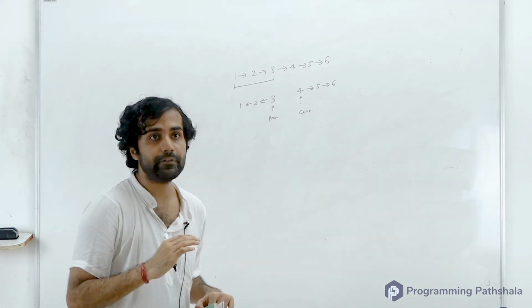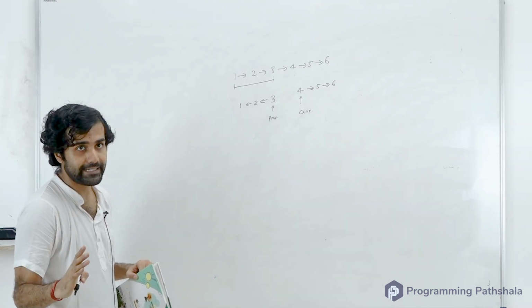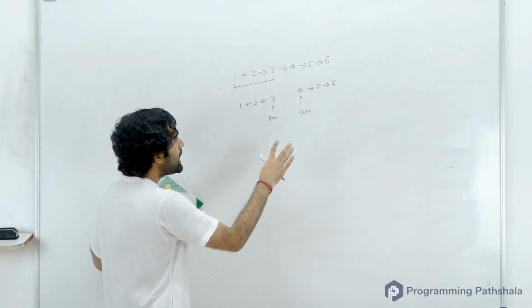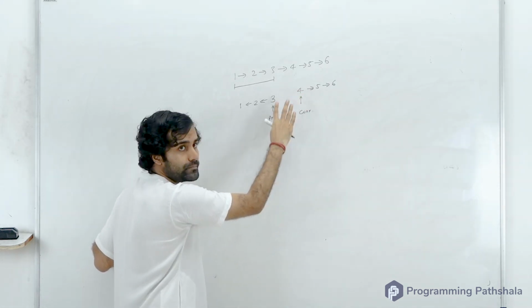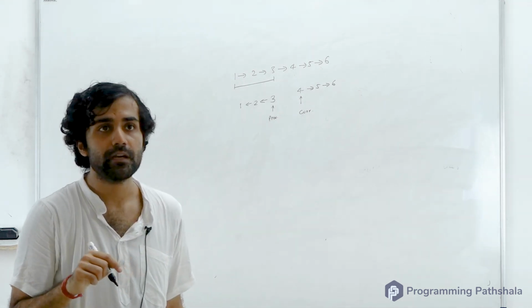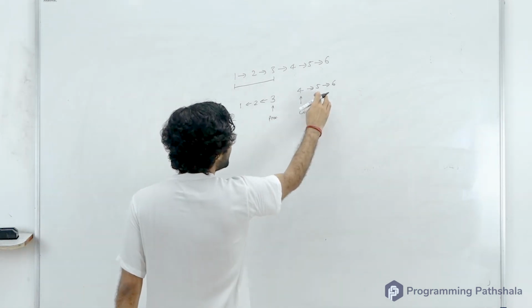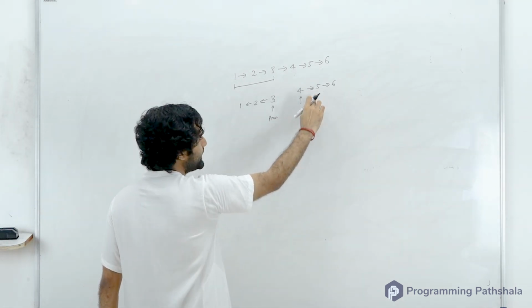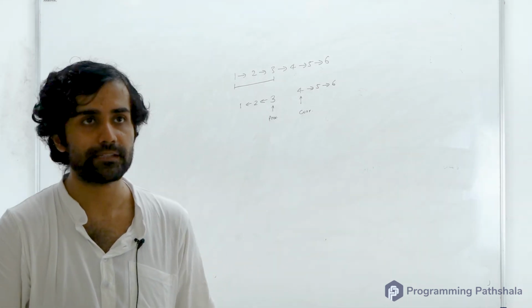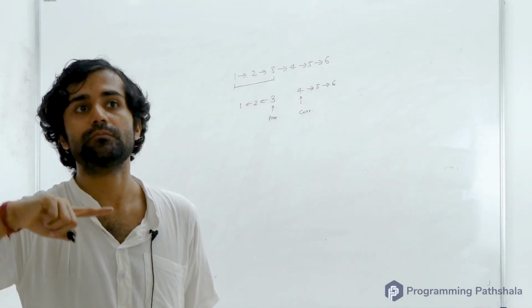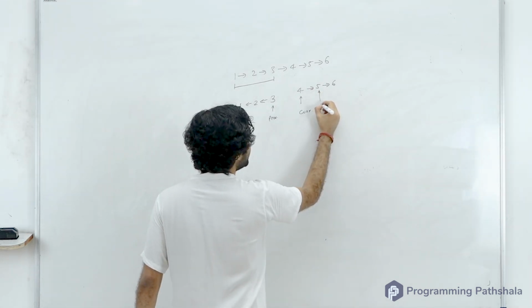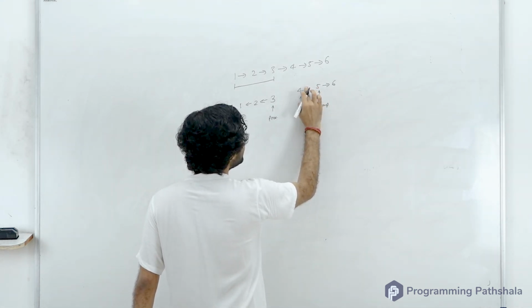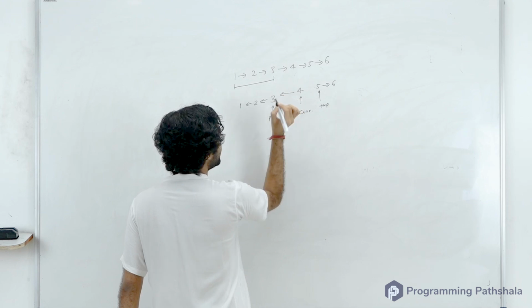Now while reverting, what will I exactly do? I will want to change this link to point to here. Yes or no? But when I do that, I will lose this thing. Yes or no? I will literally lose this thing. So what do I do to remember that thing? I can store this thing in a temp variable, and then I can easily revert this thing like this.